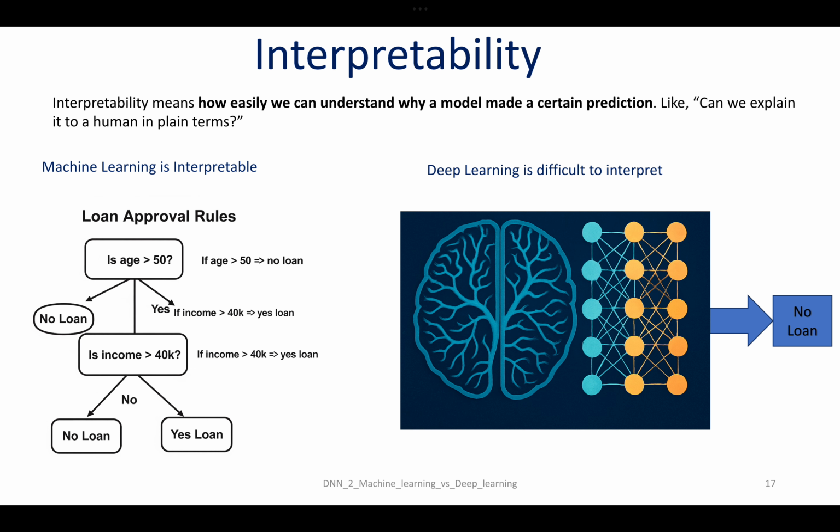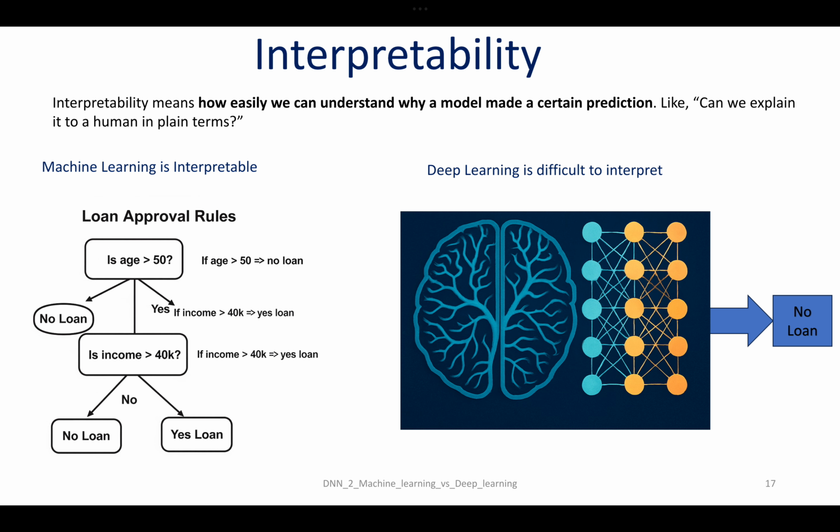On the left, we've got a calculator or flowchart that represents machine learning. Why? Because machine learning models follow clear and logical steps. It's like solving math with step by step formulas. You can see exactly how the model went from input to output. If it says no loan, you can ask why and get an answer like, because the income is low and the age is above 50. So, this makes machine learning models transparent and easy to explain to others, especially important in areas like banking or healthcare.